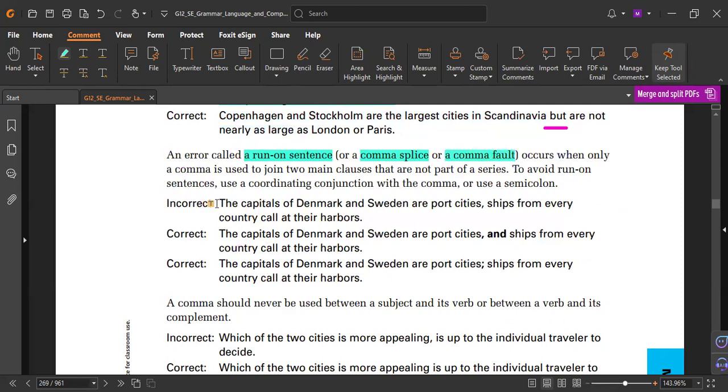For example, we have two complete sentences, as you know. Here, two complete clauses and only a comma between them. But you must check whether it is complete or not. Here we have "capital" the subject and "are" the verb, and here "ships" the subject and "call" the verb. So we have subject, verb, nothing complement; here subject, verb, nothing complement. So it means two complete clauses, but only a comma between them. That is called a run-on.